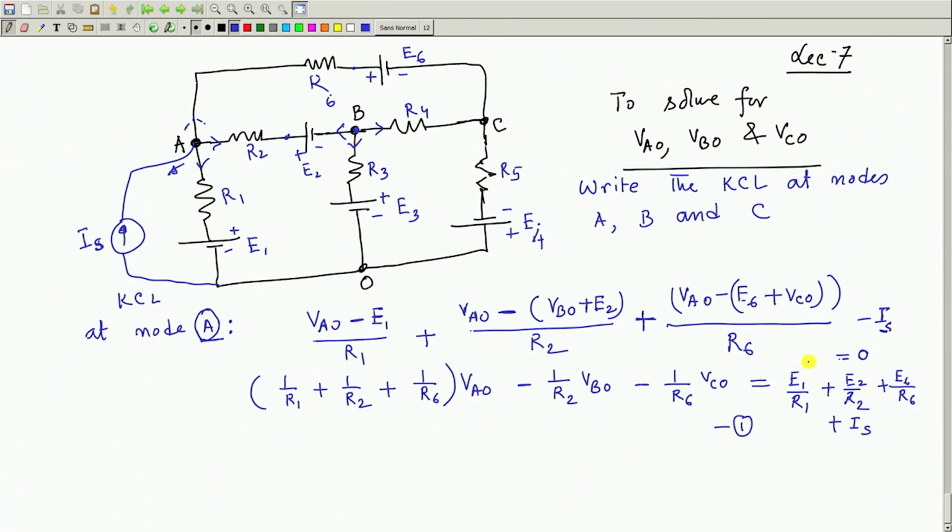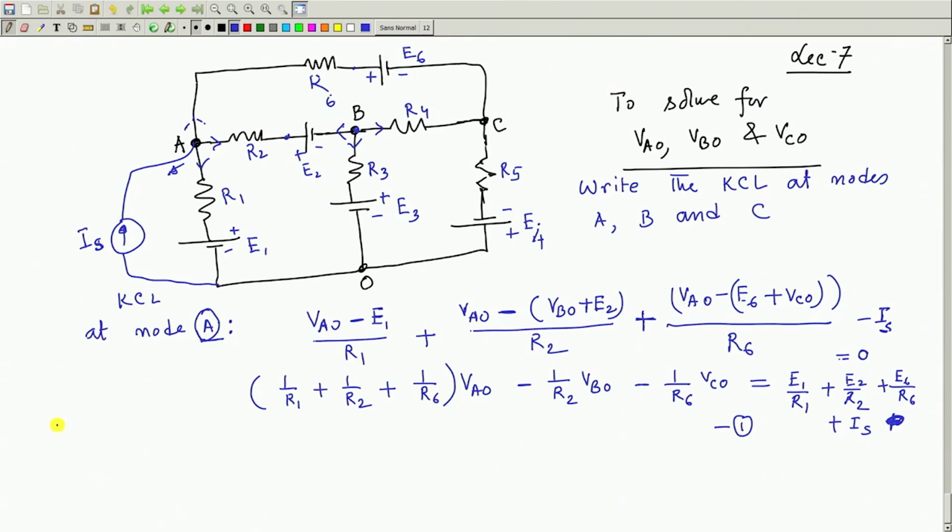Similarly, about E 3, it will be E 3 by R 3, because plus is connected towards B. Why have I not written E 3? Oh, another term will be there, no? Plus, because there is another source. Where is E 3 here? Oh, E 3 is not there, it is not involved. At node A, this E 3 R 3 are not involved. So, that is all, that is correct. So, this is the first equation.